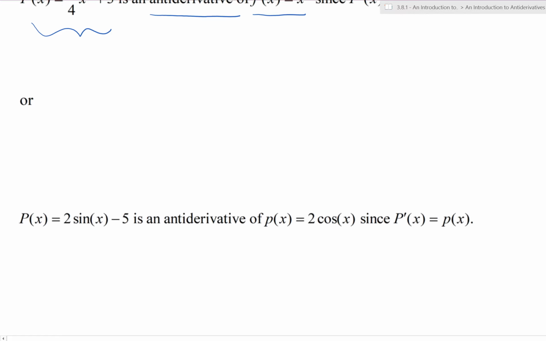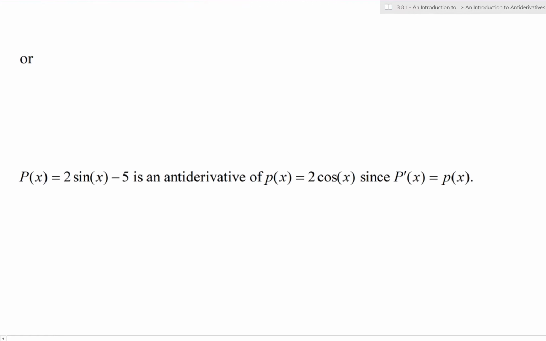Or, for instance, if I consider the function big P of x here, which is 2 times sine of x minus 5, that is an antiderivative, one particular one, of little p, which is 2 times the cosine of x, again, since the derivative of big P is equal to little p.